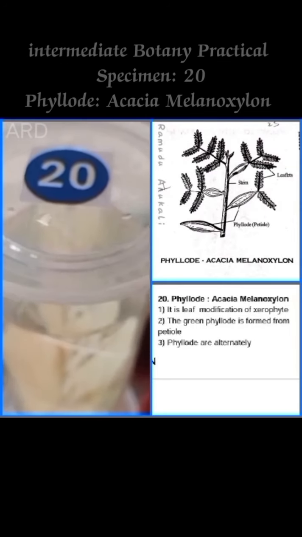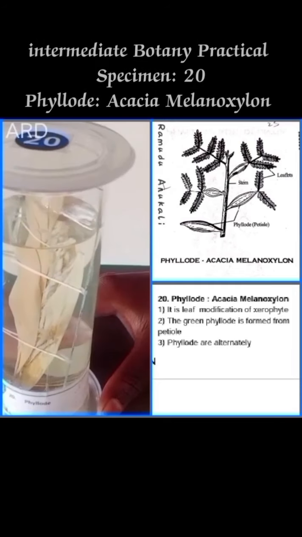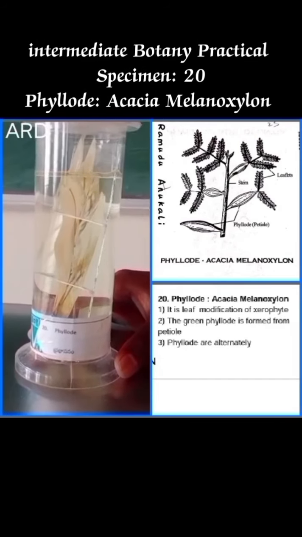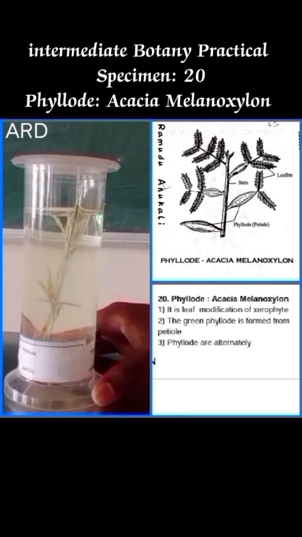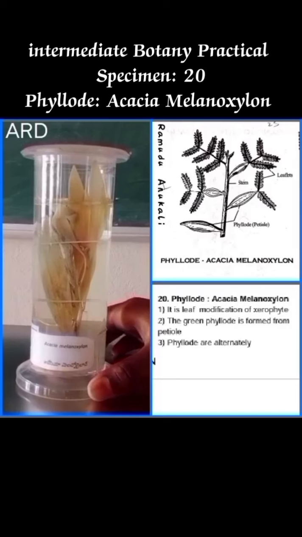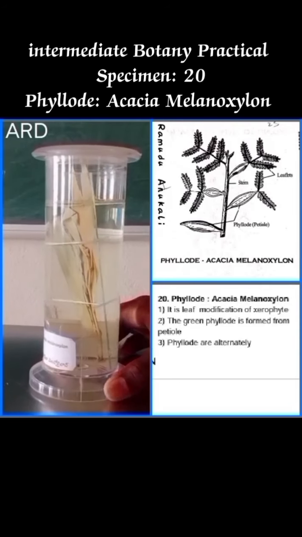Number 20 specimen, phyllode, Acacia melanoxylon. It is a leaf modification of xerophyte. The green phyllode is formed from the petiole, phyllodes arranged alternately.